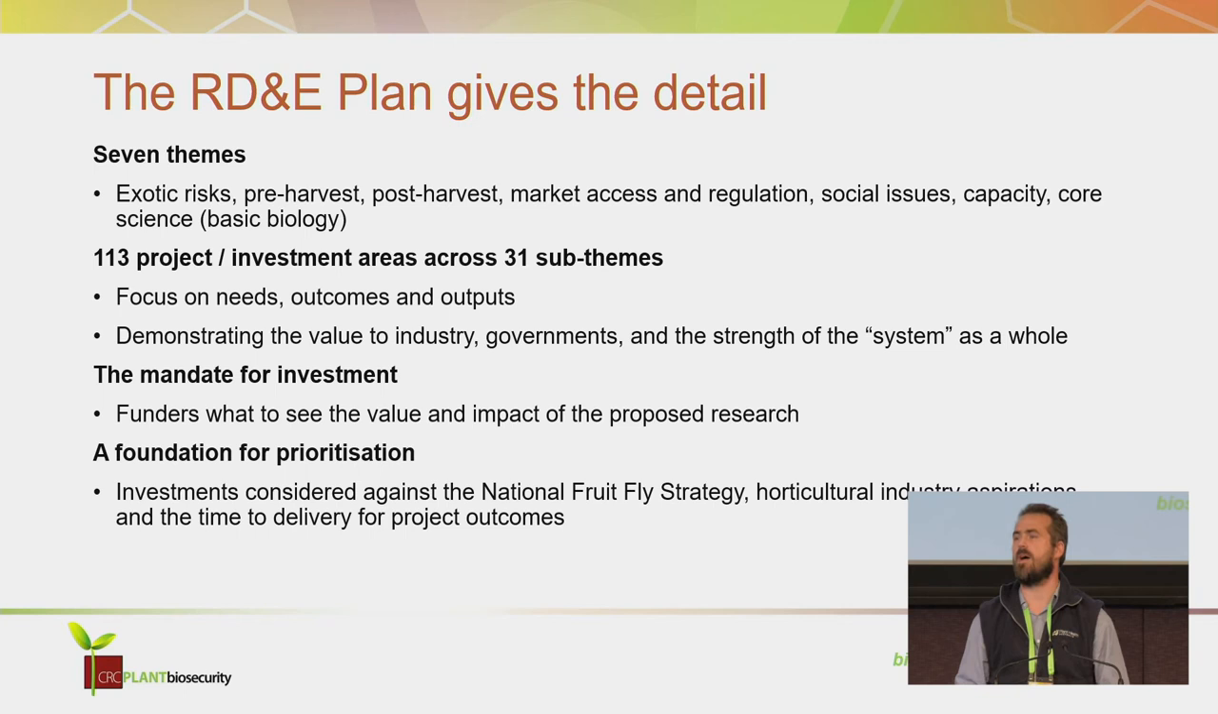The prioritisation is another thing. With 113 projects, where do you start? And that's another nice aspect of the RD&E plan, is we can all cast our own vision across it. Whether you have an interest in post-harvest disinfestation or otherwise, you can find the piece you need. And for governments and industry, they can see the breadth of activities that can be undertaken and how long they're going to take to deliver.